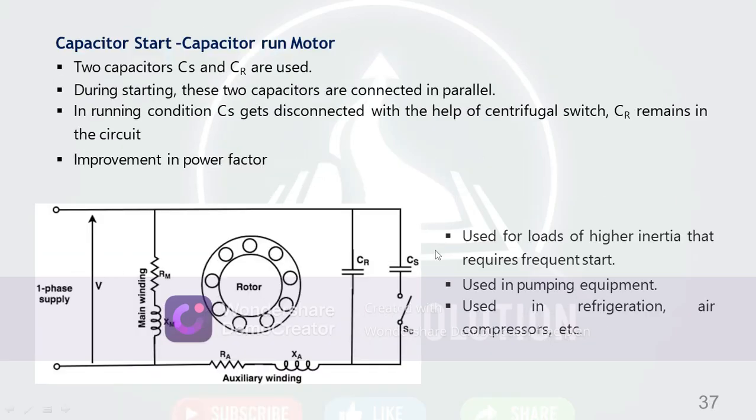Then the capacitor start and capacitor run motor is there. The main advantage of this type of connection is to improve power factor. It is used for loads of higher inertia, for pump equipment, refrigerators, air compressors, where we require a fixed capacitor. At 80% speed the starting capacitor gets disconnected by the centrifugal switch, but the run capacitor remains in the circuit for maintaining the power factor.